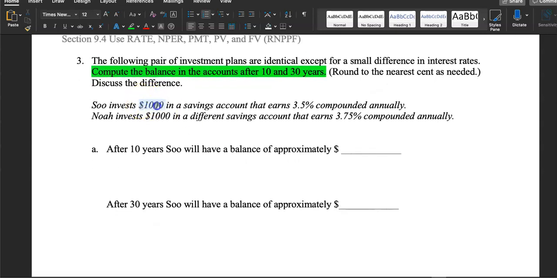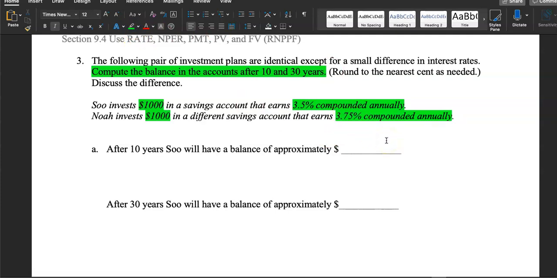Sue is investing $1,000 in a savings account. So $1,000 is the amount that she's depositing today. And that account is earning 3.5% compounded annually. Let me highlight this whole part. Compounded annually. All right. And Noah invests, oh no, not 10,000, $1,000 in a different savings account. But he's getting a slightly better deal. Sue better go to that bank. Noah is getting 3.75% compounded annually.